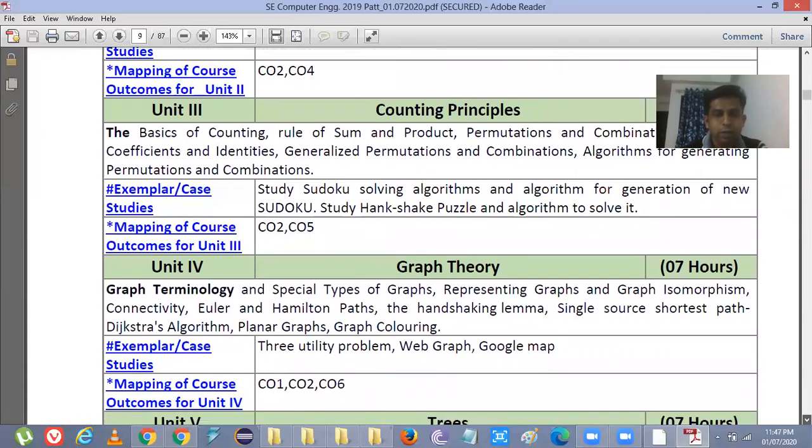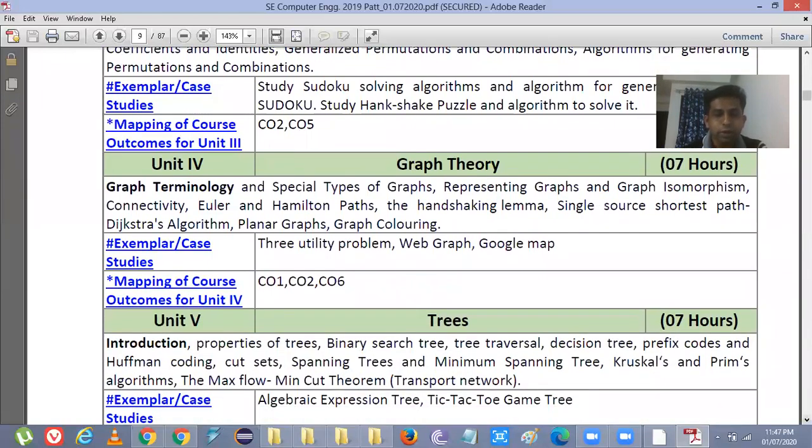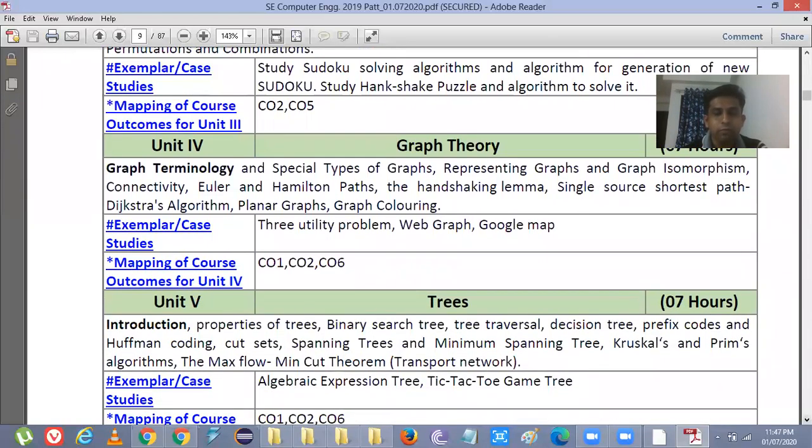And the fifth unit is trees. In this unit, we will study the different types of trees, different properties of trees, prefix tree, Huffman tree, cut set, and the very important part, the spanning tree and minimum spanning tree. There are two algorithms for finding the minimum spanning tree, Kruskal's and Prim's algorithm. And after that, the transport network.